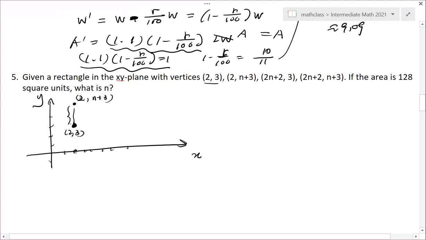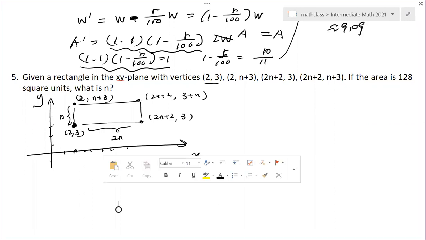That means the distance between them is n, right? Add the n to the 3. And then the other one is a little bit complicated, n plus 2. n plus 2 is somewhere here, n plus 2 and 3, right? Then if you go up, it will be n plus 2 and 3 plus n. So this is a rectangle. Now the distance between those two points will be n plus 2 minus 2. So it's n. Now if you can figure out this part, then the rest of it is simple.